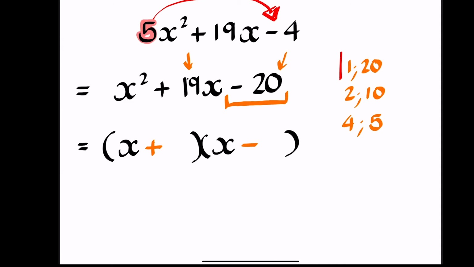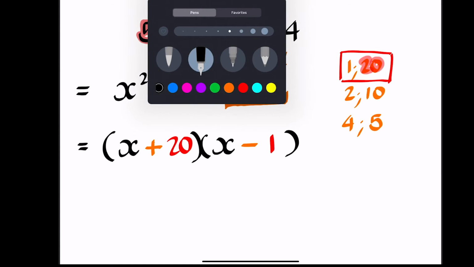So that will be 1 and 20. Which one gets the plus sign, which one gets the minus sign? I look at my middle term. My middle term is positive, which means the bigger number gets the positive. So that means that the 20 gets the positive and the 1 gets the negative.